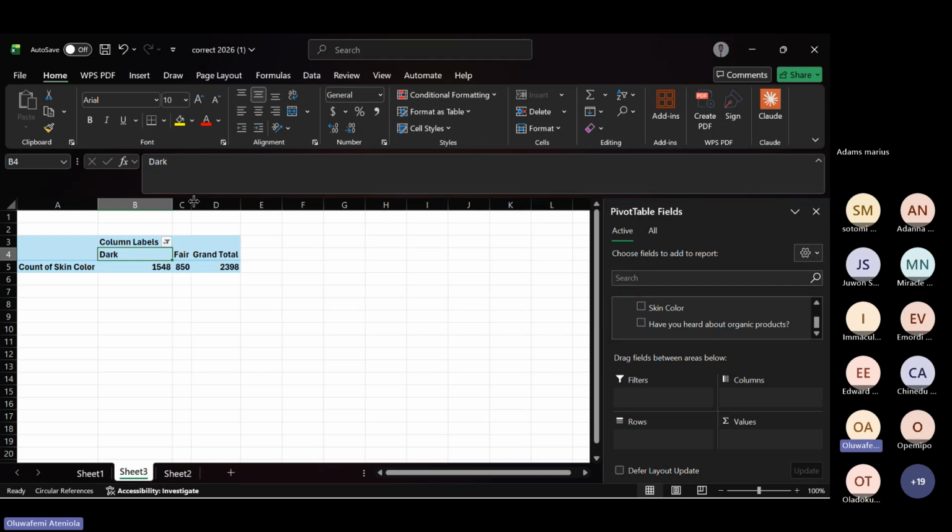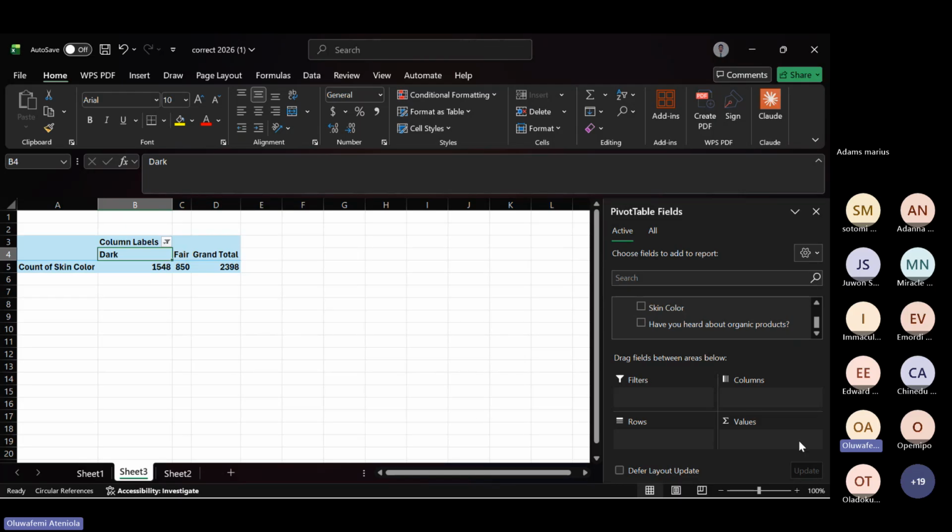So this is what we call a one-dimensional pivot table. One-dimensional in a way where it's just moved towards one dimension. It is just talking about one thing. So here we can see, oh, the dark skin is more than fair skin. But the total number of everything is giving you the same figure.